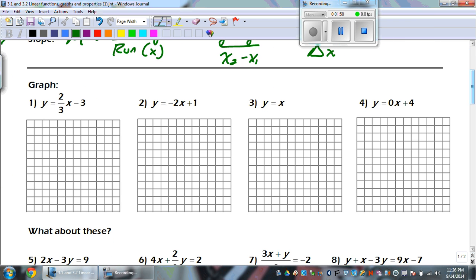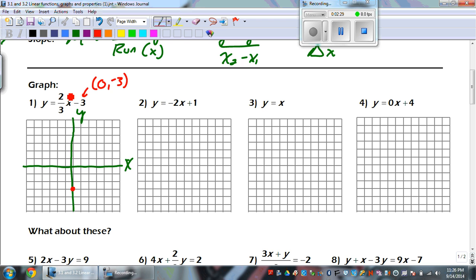Alright, so again, you don't have any axes down here, so for number 1 we have to draw our axes in. So there's my x-axis, there's my y-axis. And then if I'm looking at this equation that's already in y equals mx plus b form, the negative 3 is my y-intercept, so that's the ordered pair 0, negative 3. So we find that spot on the graph, put it down, and then the 2/3 is my slope.